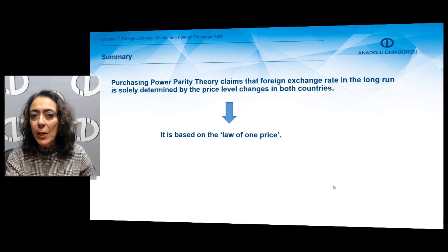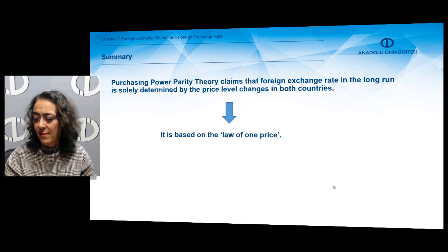Purchasing power parity theory claims that foreign exchange rate in the long run is solely determined by the price level changes in both countries. It is based on the law of one price.